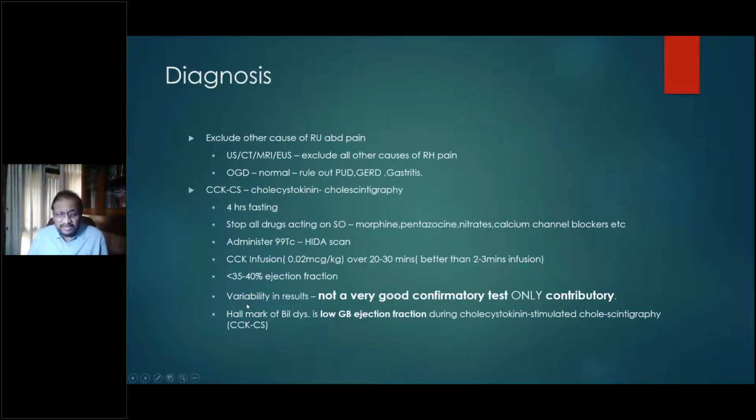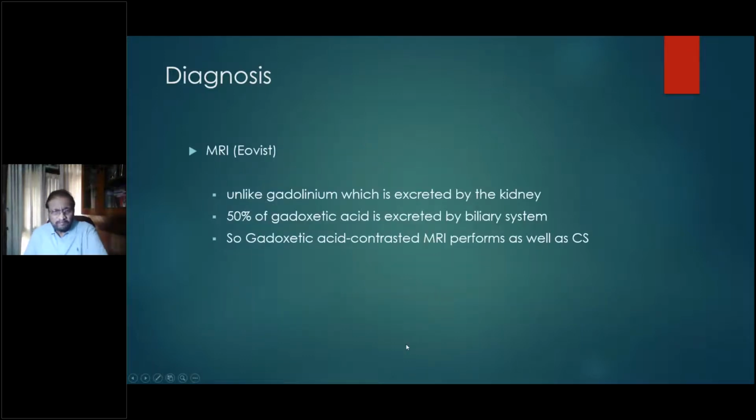See, variable results ultimately lead to what? Not a very good confirmatory test, only contributory. See, this is in bold. You can't confirm that you have got biliary dyskinesia based only on a cholecystography, but it is only contributing. That's why we say no criteria. Remember, contributory symptoms. Absolute was just one, biliary pain, and number two was demonstrating that there's no other pathology in the gallbladder. So the hallmark of biliary dyskinesia, as said earlier, is a low gallbladder ejection fraction.